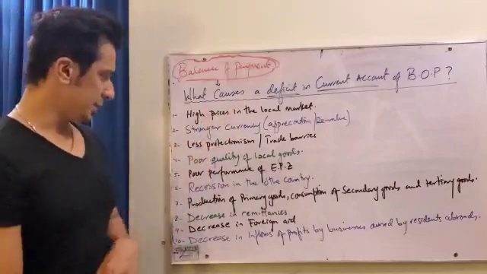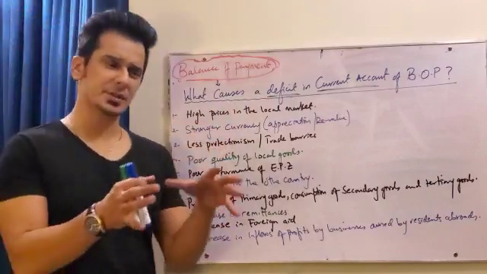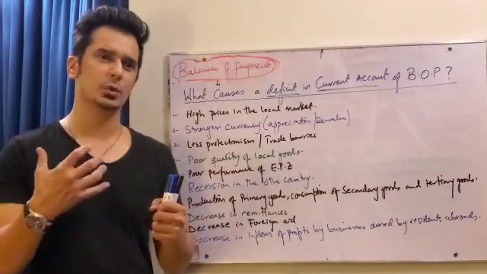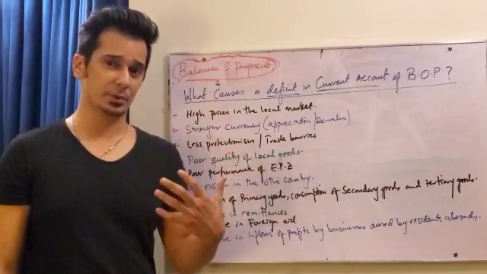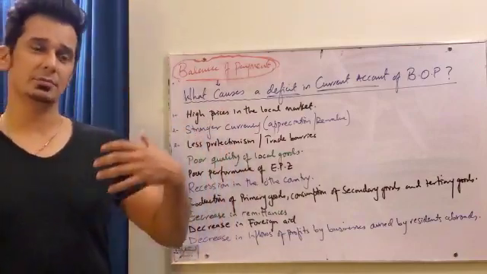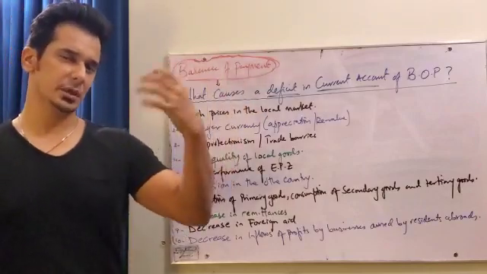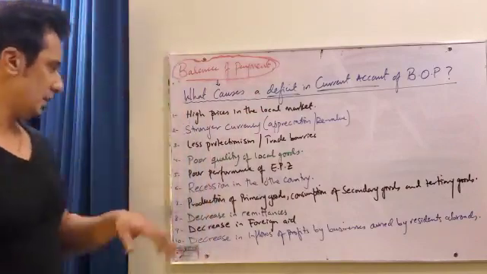Okay, the fourth point shows poor quality of local goods. So let's suppose there's a decrease in quality of whatever the economy is producing. In that case, what would happen? There would be a decrease in demand for this particular product from, let's suppose, our country. So what would happen? The exports would start to decrease. So that means the inflows would start to decrease. So that means the current account would go into deficit.